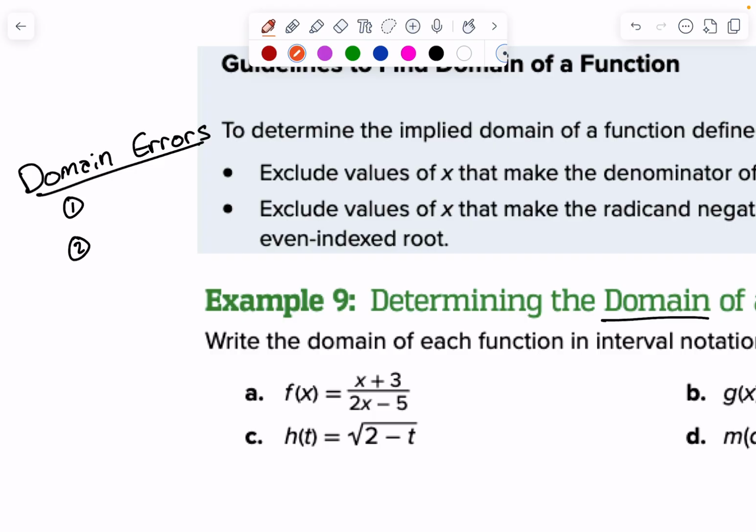The one thing is, for domain, we can never, ever, ever have a negative inside of a square root. If we do, we end up with an imaginary number, and that's bad, right?